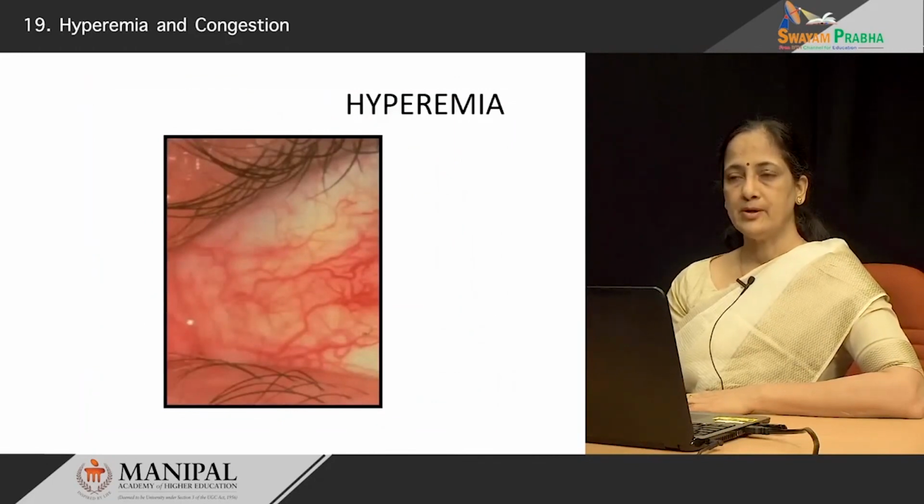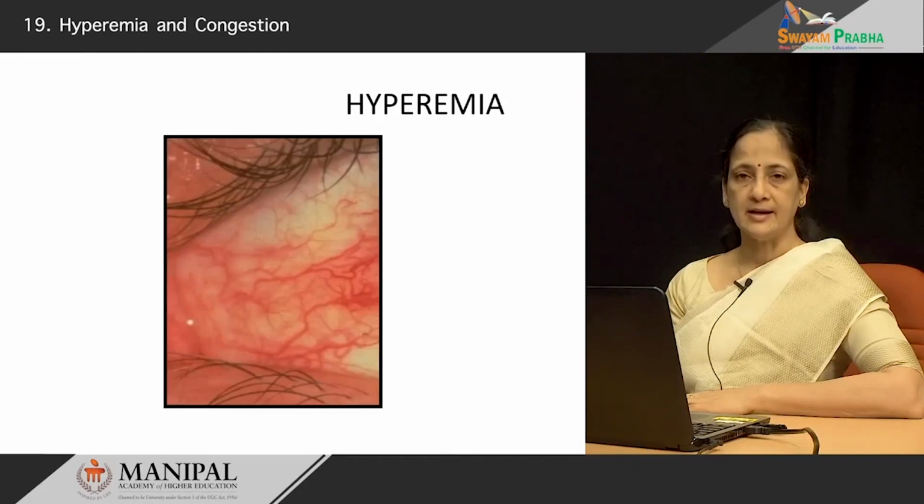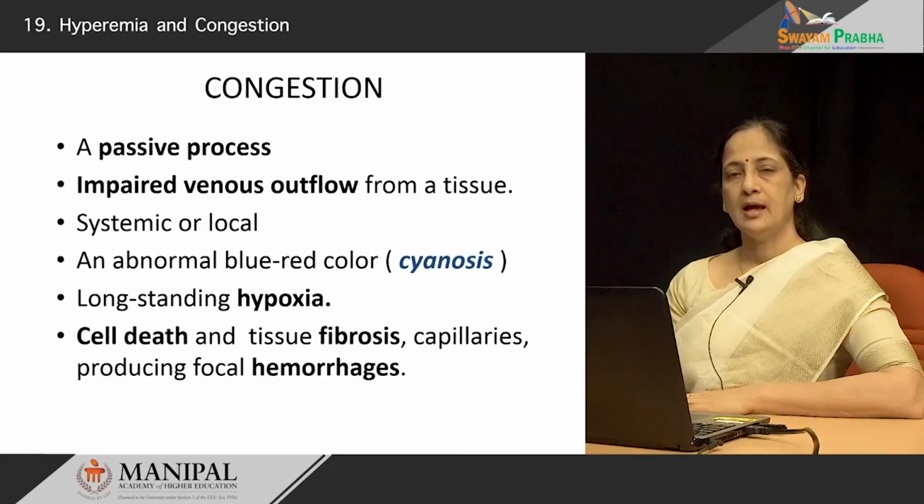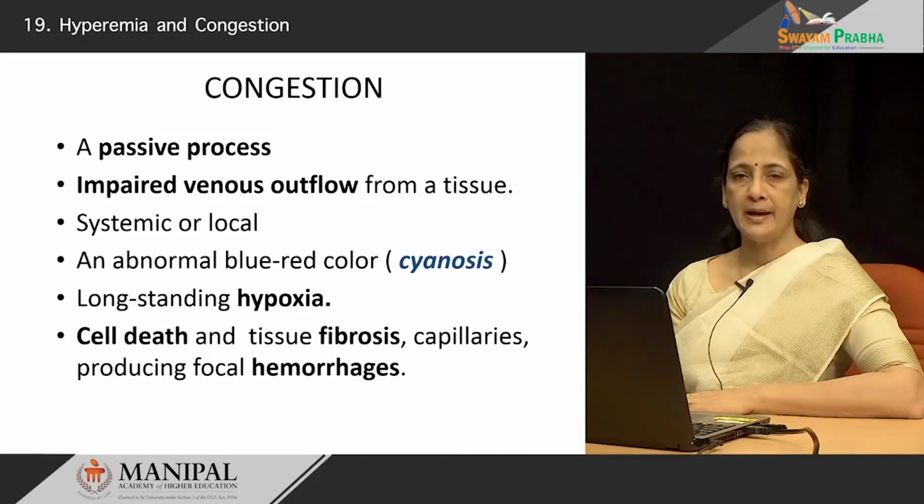This is an example where you can see that there is hyperemia or increased blood in the conjunctival tissue in a patient with conjunctivitis, and this is secondary to inflammation. Now, in contrast to this, congestion is a passive process. It occurs because the blood flow out of a tissue is impaired, meaning there is impaired venous outflow from the tissue. Congestion can be systemic or localized to a given tissue.